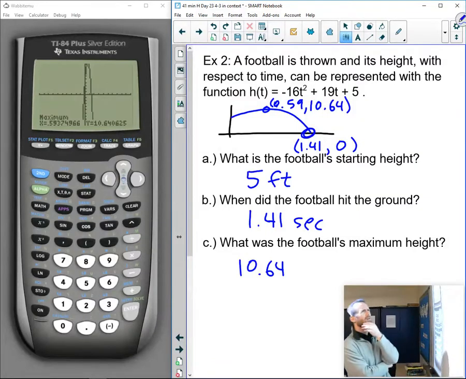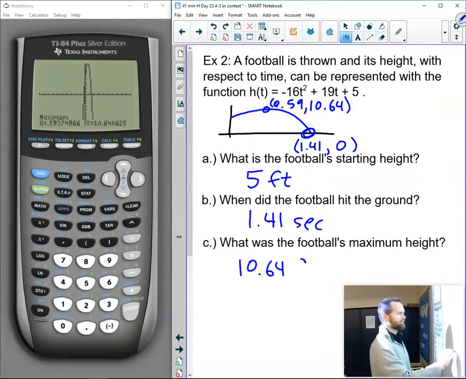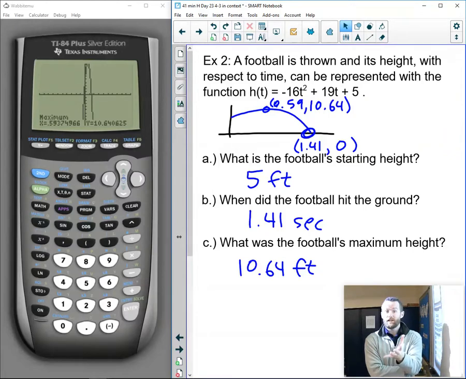It doesn't say what the units are. Football's thrown, its height with respect to time can be. I'm just going to assume it's feet. I'm going to assume it's feet. All right. So that's the answer to that problem.